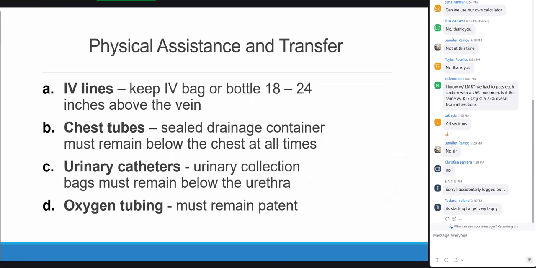For physical assistance and transfers, make sure that we keep IV lines 18 to 24 inches above the vein. Any lower, the patient may not get the prescribed drip. Any higher could cause an increase in drip rate and an increase in pressure because of gravity. Chest tubes, the sealed drainage container must be below the chest at all times. Same thing for catheters, the bag must remain below the urethra. And for oxygen tubing, it must remain patent and free flowing.